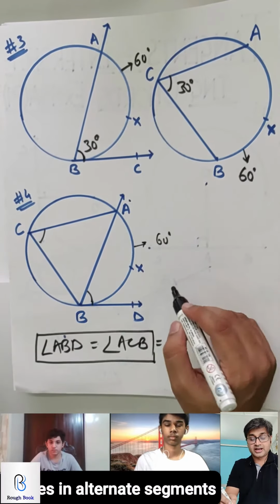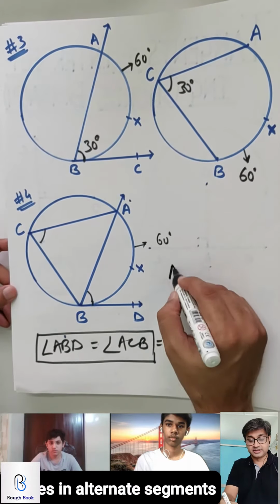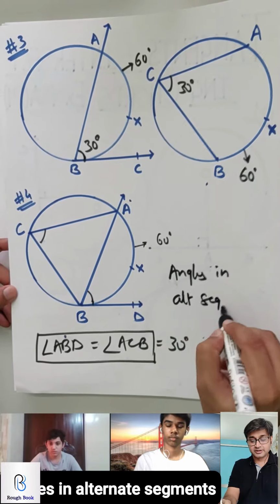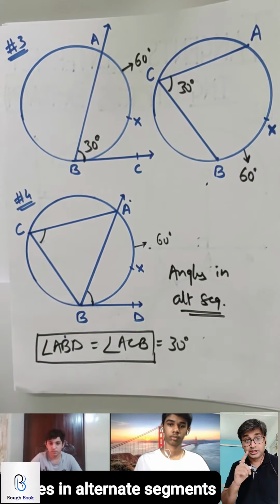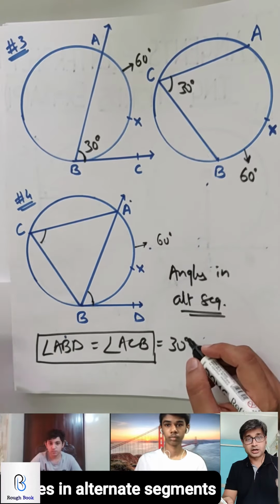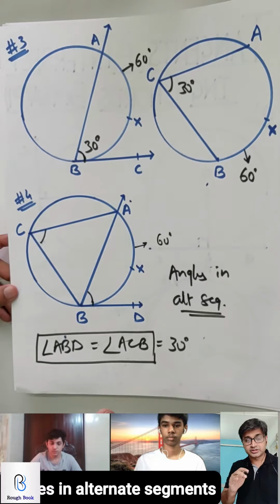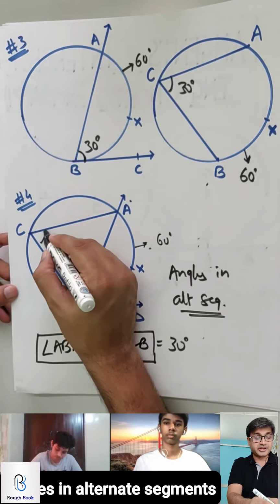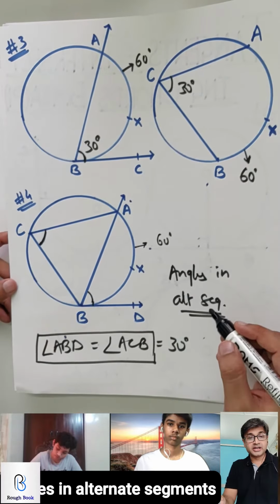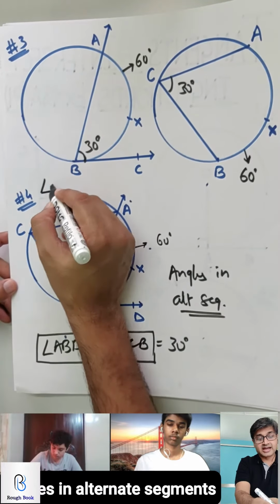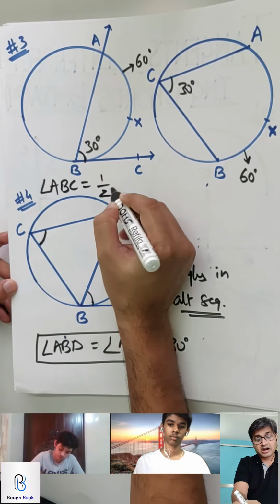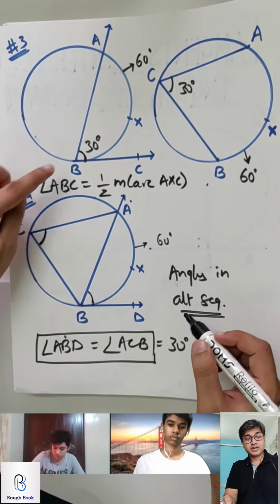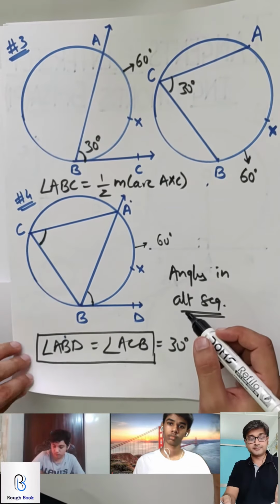And this property is called angles in alternate segments. Very important property. You need to know this very well. In fact, this is the trump card, because in the second exercise, most of the sums you can simplify using this particular property. So the name of the property is angles in alternate segments. Here you can say angle ABC is half the measure of arc AXC. Very important. This angle is half of this. Are you getting it? Alright.